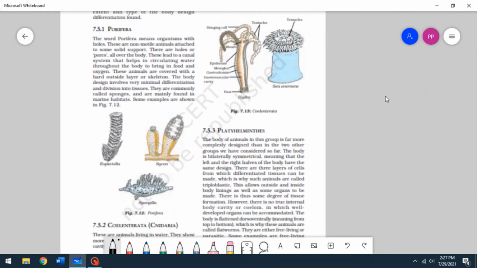It means organisms with pores or holes. They are non-motile organisms that are attached to some solid support, so they do not move. There are holes or pores. That's why they're named Porifera.